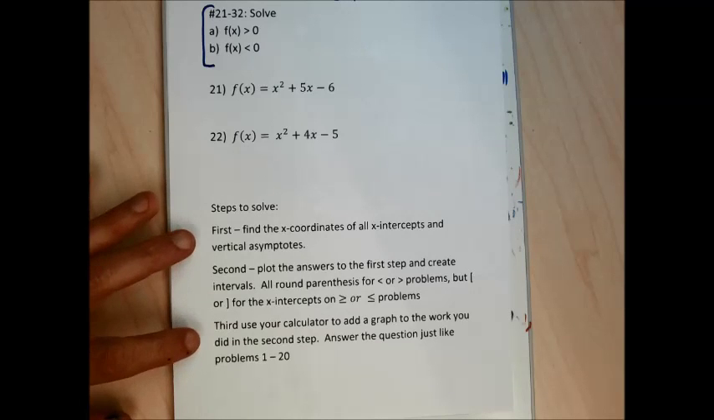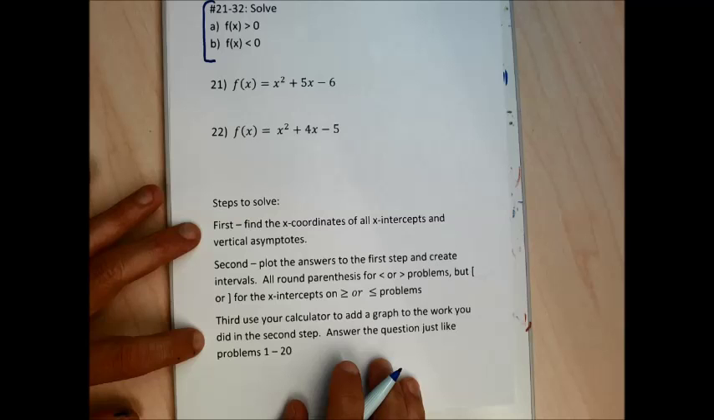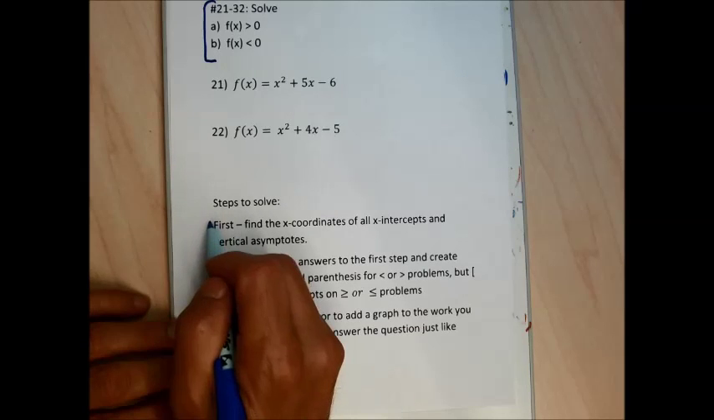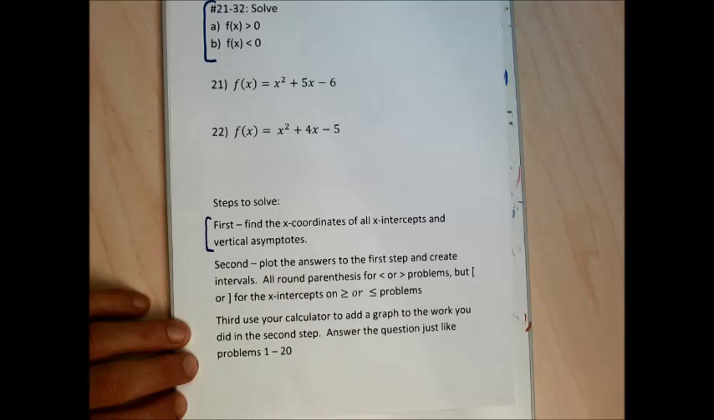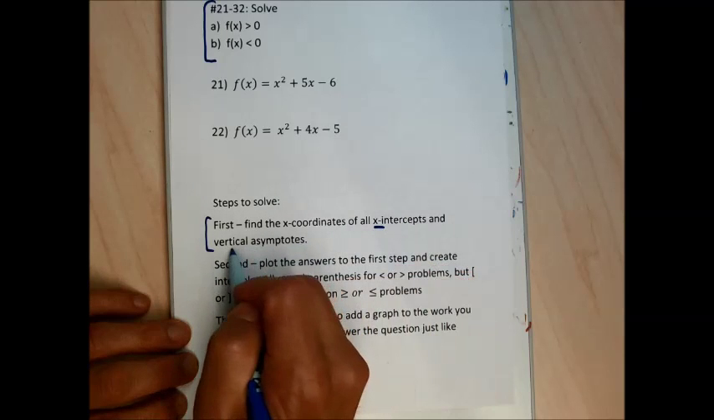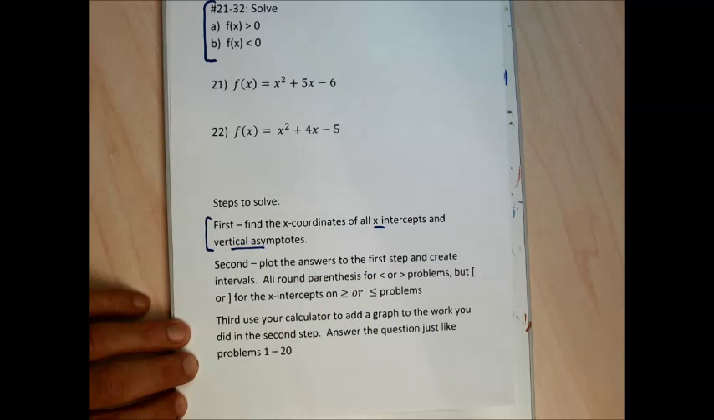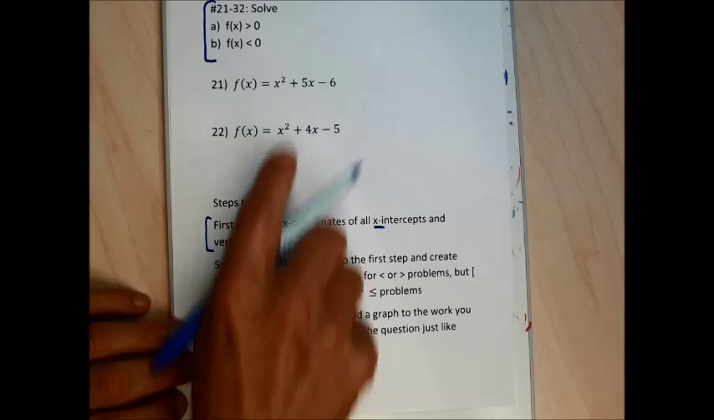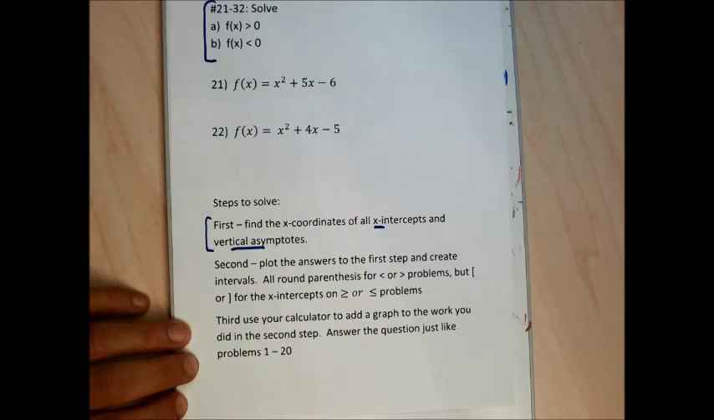I made a little note to myself that I thought I would say. So algebraically, before I jump into the graph, I'm going to find the x-coordinates of all x-intercepts and vertical asymptotes, plot those on a number line or on my axis, create intervals. Then I'm going to insert the graph of the function, and then I'm going to figure out where the graph is beneath and above the x-axis real quickly.